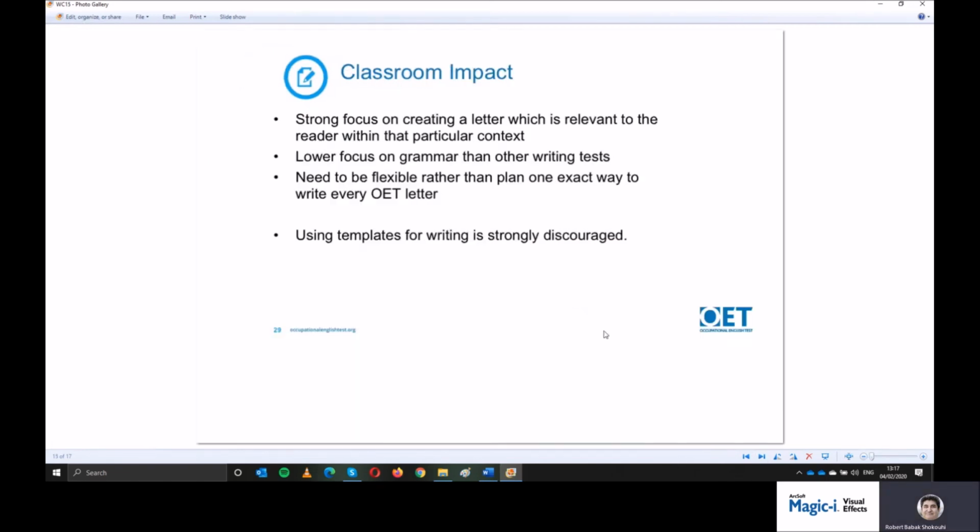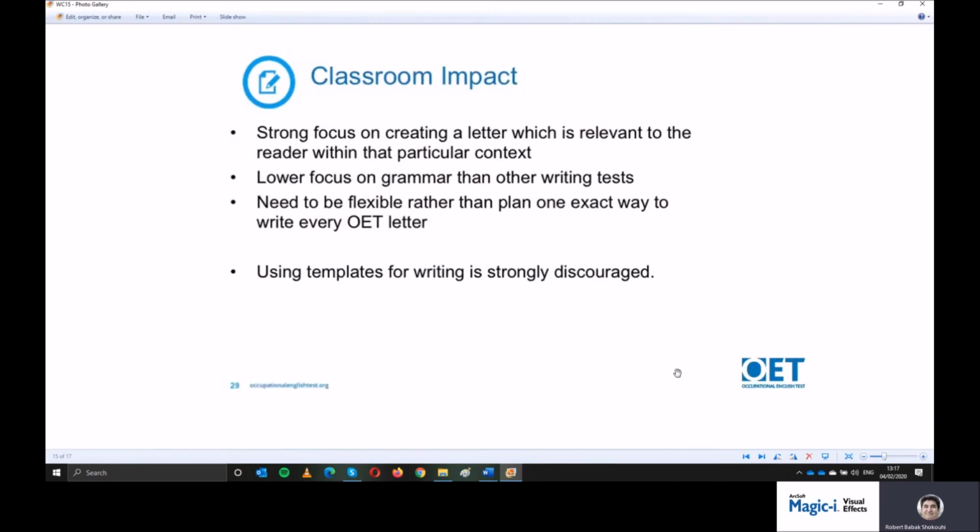So basically, these are the slides for the teachers. This is for teacher training. This is what we had when we were training to teach OET. So what it says is there is a strong focus on creating a letter which is relevant to the reader within that particular context. So, relevant to the reader in that context.